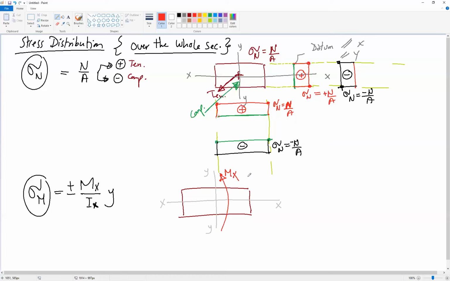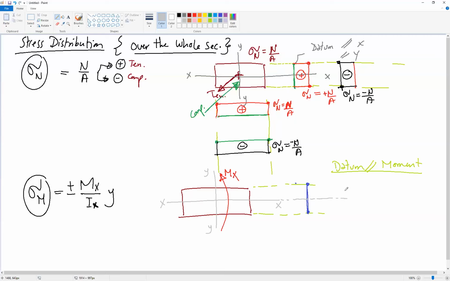So if we have Mx, our datum should be parallel to the moment. Here the moment is controlling the stress distribution. So the datum is parallel to the moment. If we have Mx, the datum will be a vertical datum. This is our datum. Okay, and this is the neutral axis.